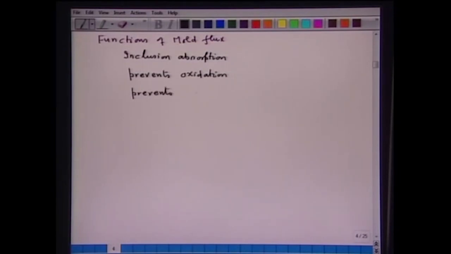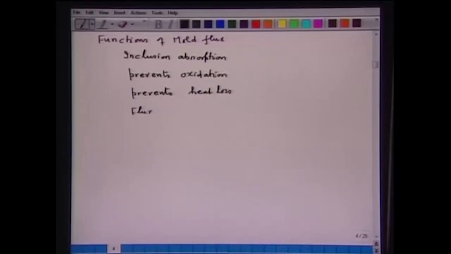It also prevents heat loss because of the slag, which has very low thermal conductivity, so it doesn't allow much heat to be transferred into the surrounding.